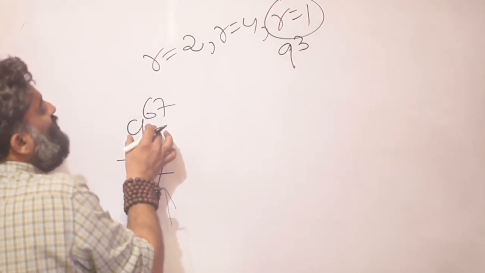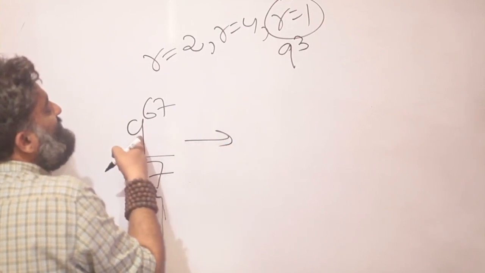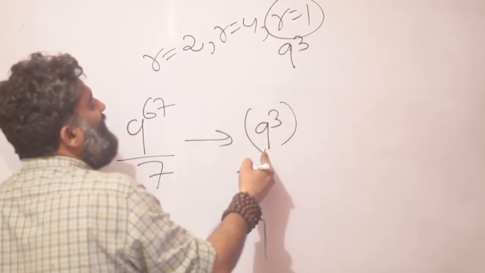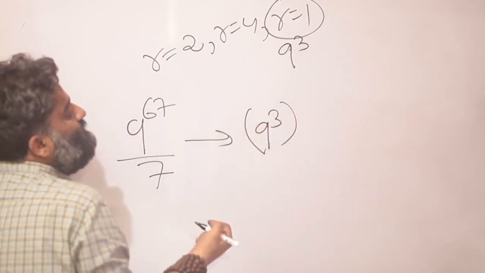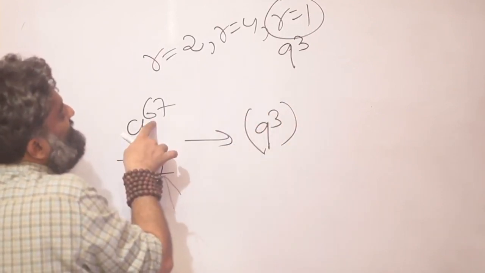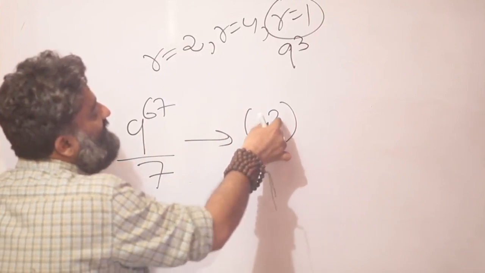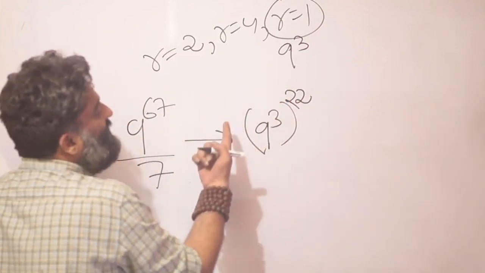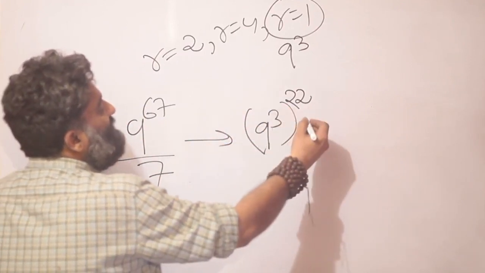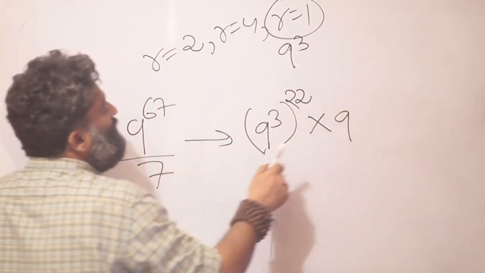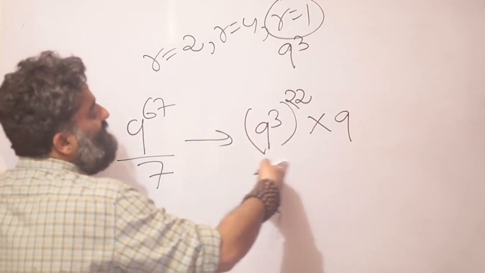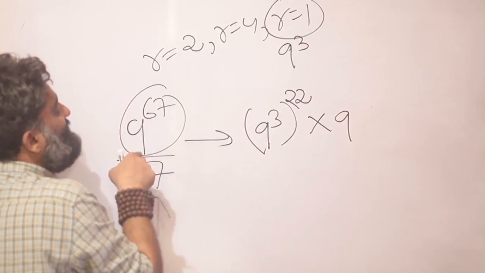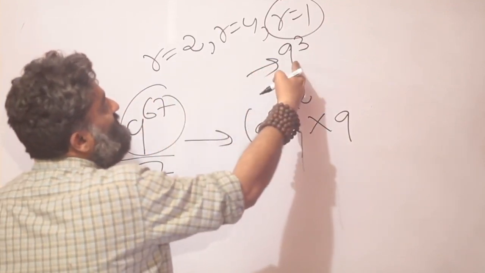So can I think of this? My task then becomes 9 raised to 67. Can I rewrite it in terms of powers of 9 cube? Right? So this 67 in terms of 9 cube, and if you worked out the division process earlier, you will be able to do this fairly quickly. You will see that you will be able to create this. My task was to try and look at this number in terms of this number.